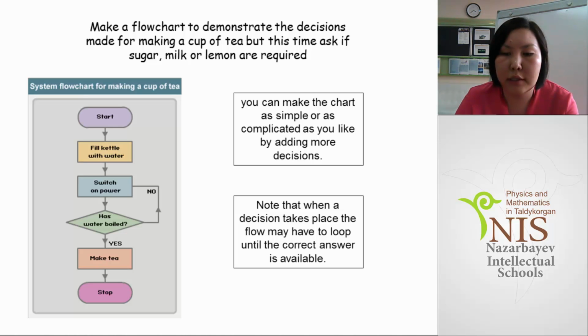Also, note that when a decision takes place, the flow may have to loop until the correct answer is available. If you look at this diagram, you can see that if the water is not boiled, you have to switch on the power all the time. It makes a loop.